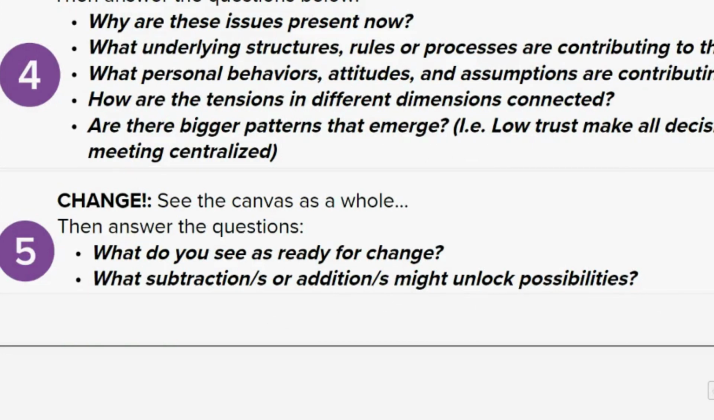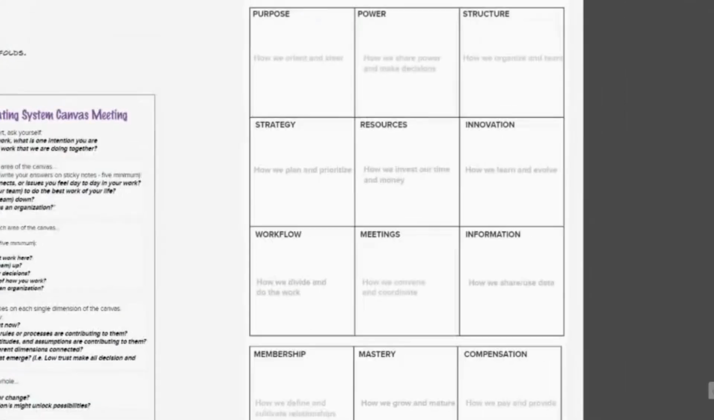I hope that you will be using the canvas and that you will consider it a tool to clarify and simplify the work on culture in organizations.